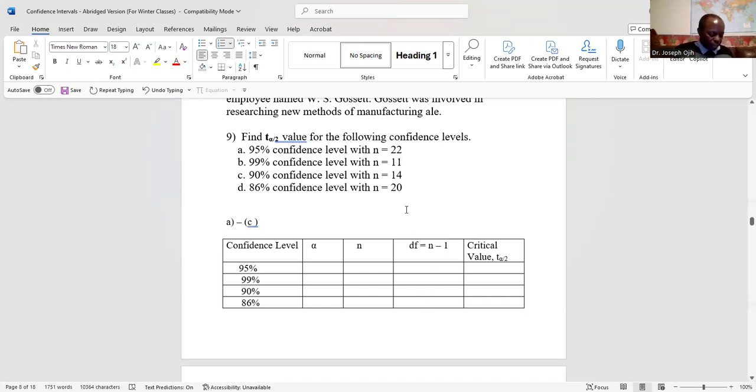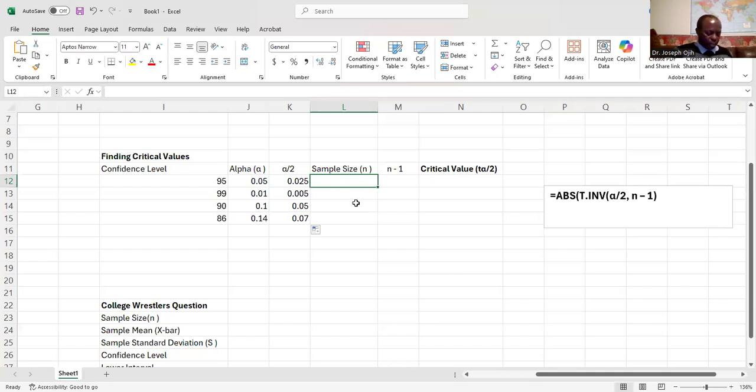So now for 99%, they say use a sample size of 11. For 90%, a sample size of 14. And for 86%, use a sample size of 20. So we go there and put them all here. For 95%, I have a sample size of 22. For 99, I got 11. For 90, I got 14. For this, I have 20.